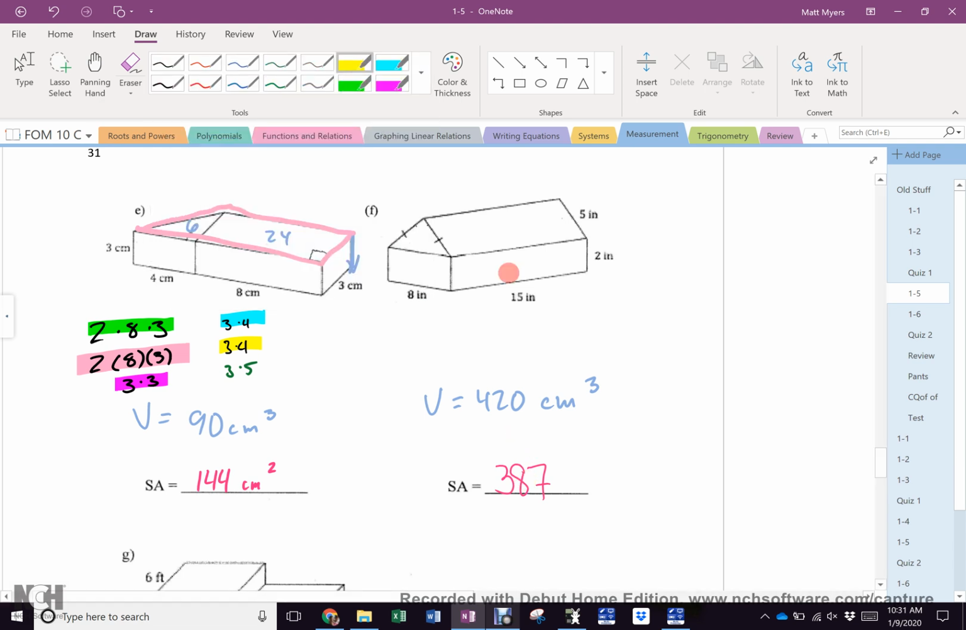Again, we'll use colors. How many yellow? 2. 15. 15 times 2. Yellow. Agreed? How many blues? 2. 15 times 5. That is 2 times that. That is 2 times that. Agreed? How many greens? How many? 2. 2 times 8 times 2, right? 8 times 2.